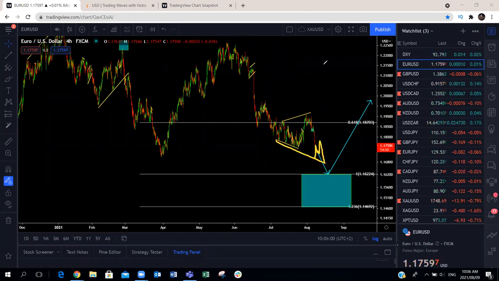So these 5 waves could even complete in the blue box. So we are going to watch this get to this level. If it gets to this level, then we're not necessarily going to have that 3-wave pullback first. And we can just have this as 1, 2, 3, and 4, and a 5. 1, 2, 3. My mouse is a bit skewed.